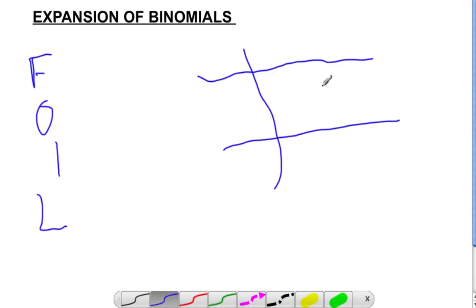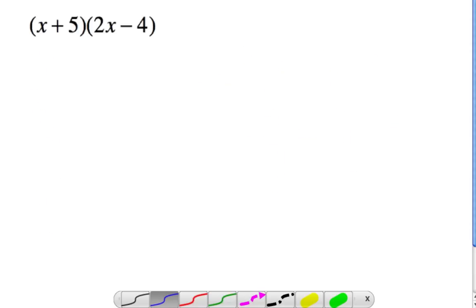I think it's easiest if we actually just go and do an example, isn't it? I think most of the students are familiar with FOIL, so let's start with the box method, and then we can see how it relates to FOIL afterwards.